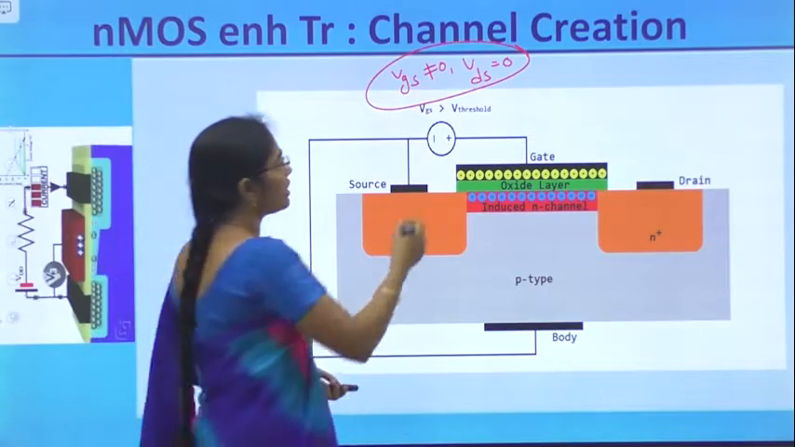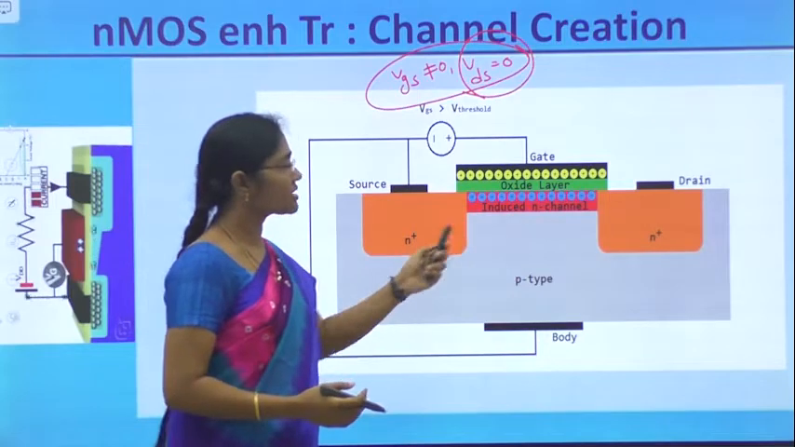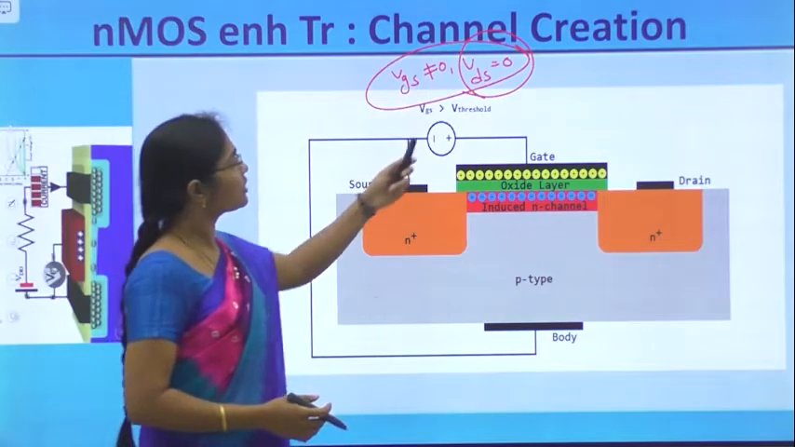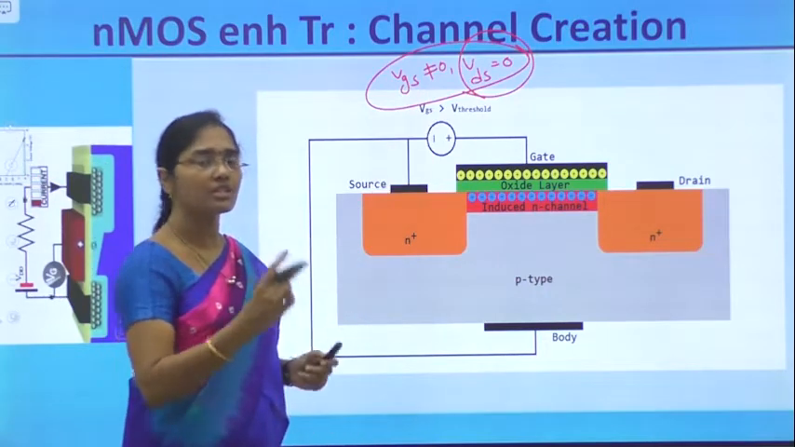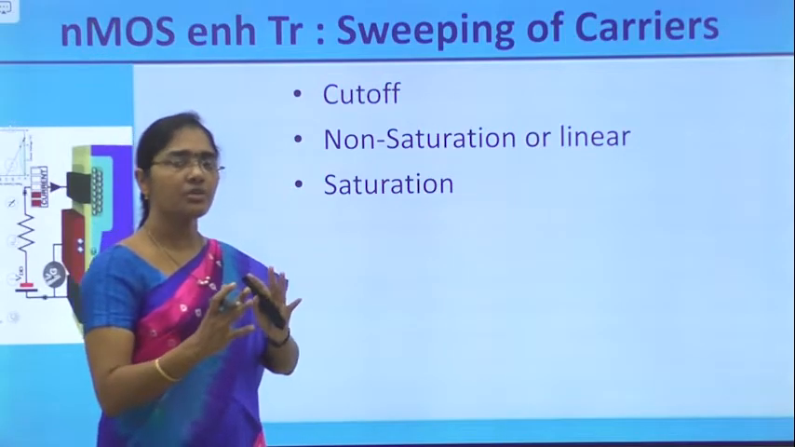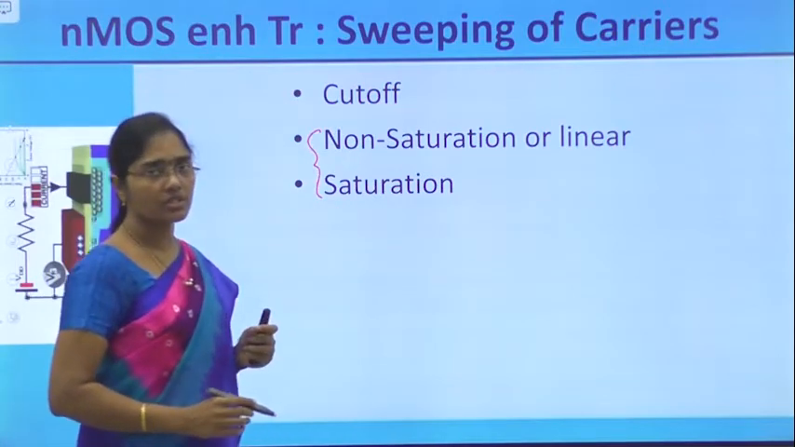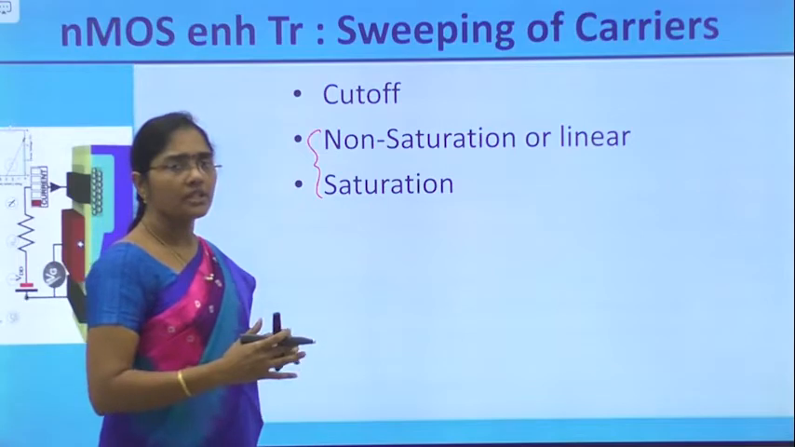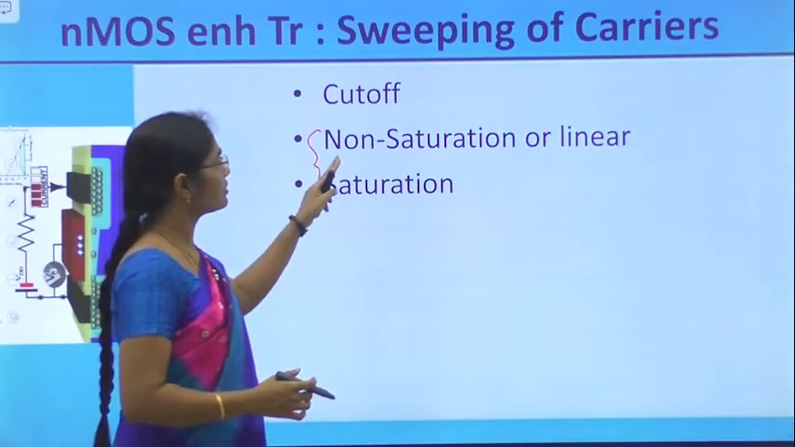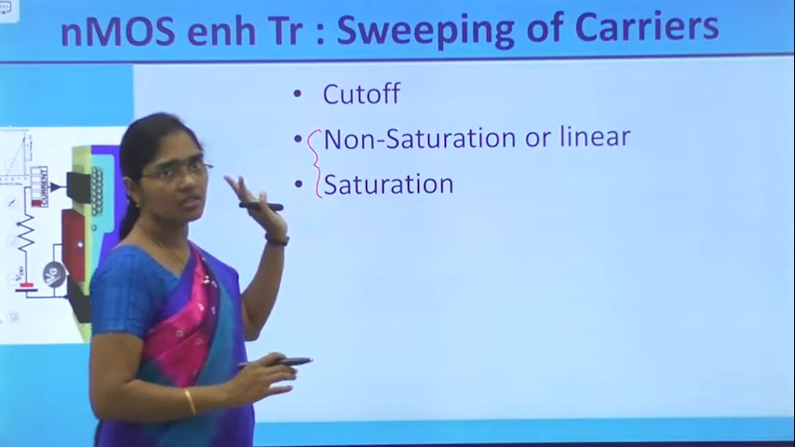Now, apply the VDS with different values, and we will see how the carriers are moving. That is the second part of the operation. Depending upon the VDS values, there are two regions of operation. By having the sweeping of the carriers, we can define transistor operation into two regions. On the whole, the transistor operation is defined as three regions of operation: one is the cutoff region, one is the non-saturation or linear region, and another one is the saturation region.